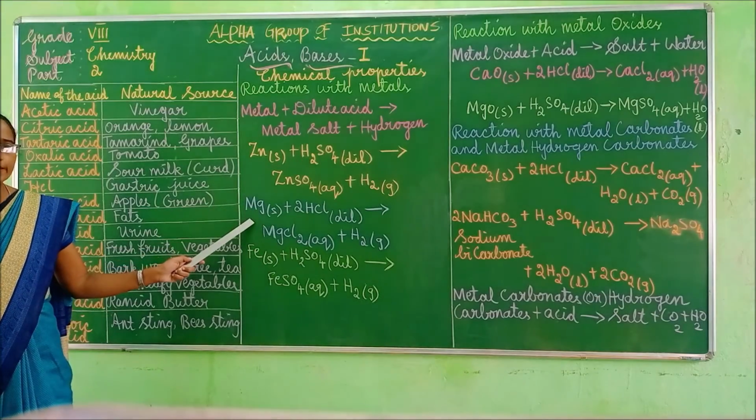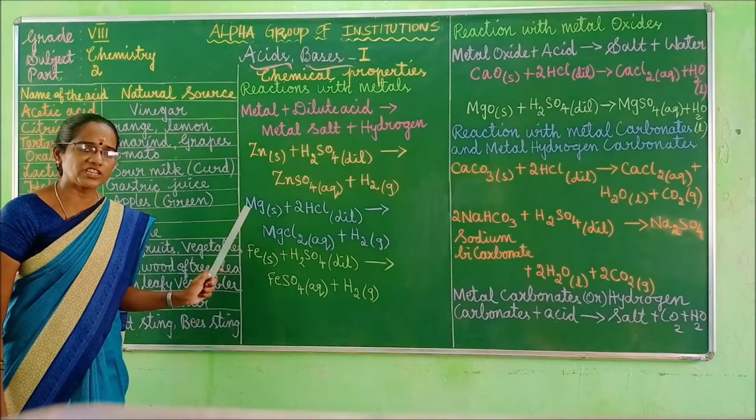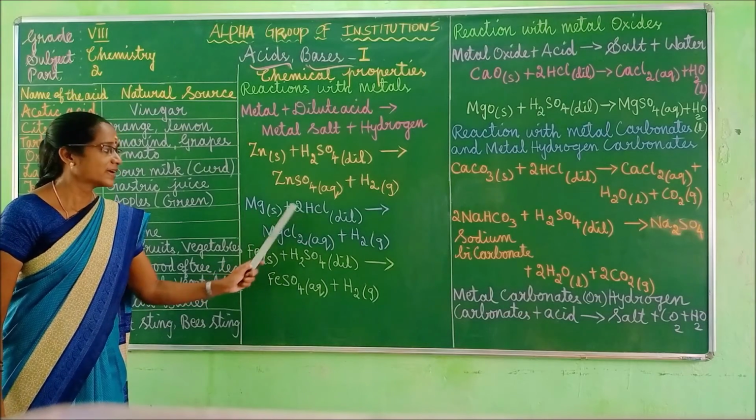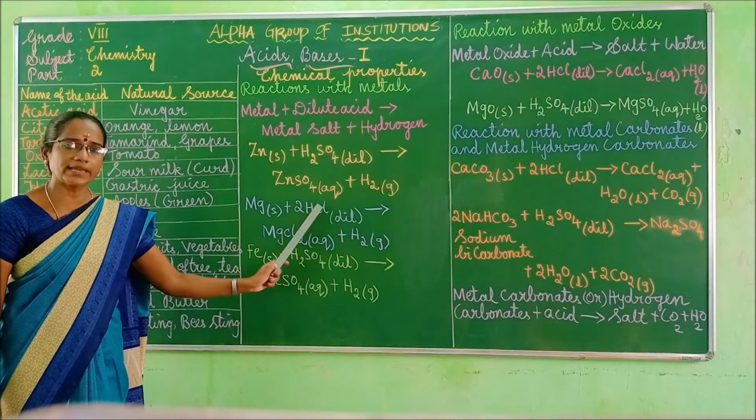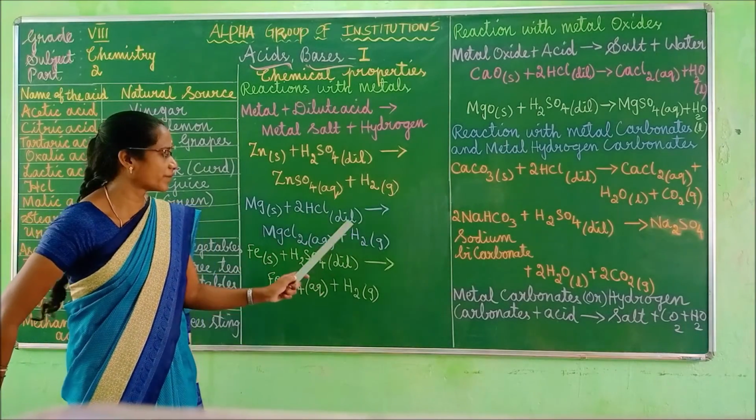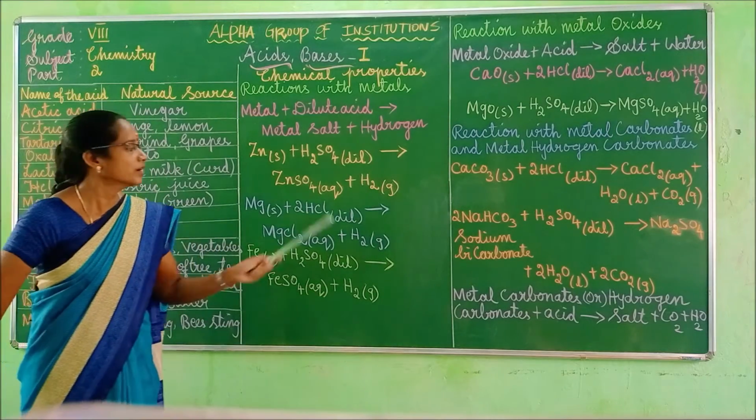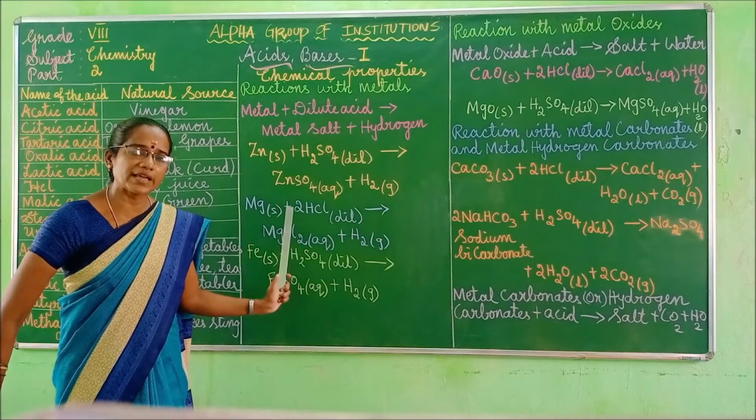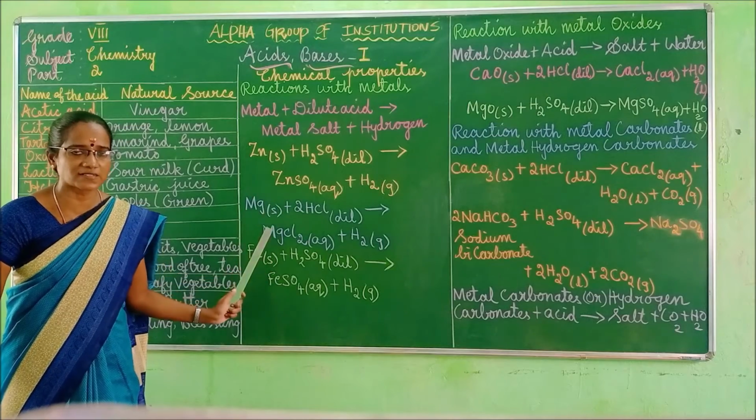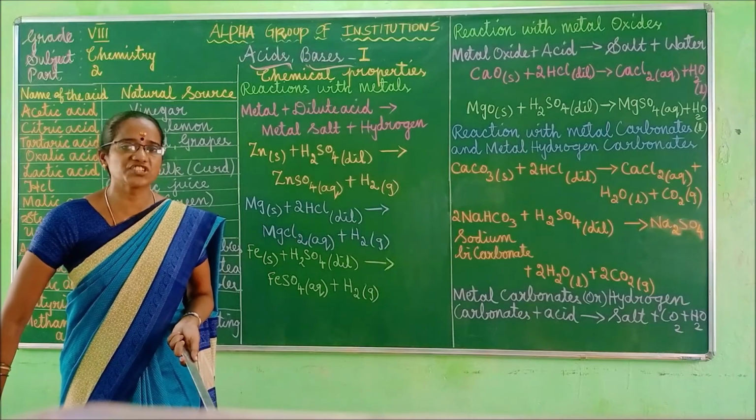Right. Next one, magnesium. Magnesium is also a metal. What's the formula of magnesium? It is Mg. Magnesium is a solid, plus HCl, hydrochloric acid. It is also in the diluted form, not concentrated, so inside the bracket you put dil. It means diluted. When magnesium reacts with hydrochloric acid, it produces a salt, magnesium chloride, and its formula is MgCl2.